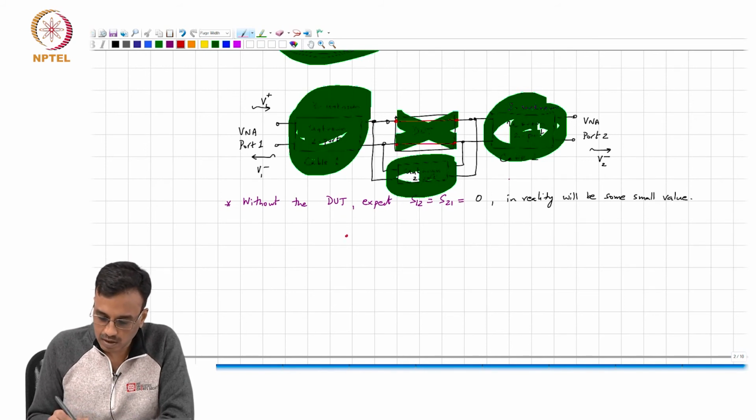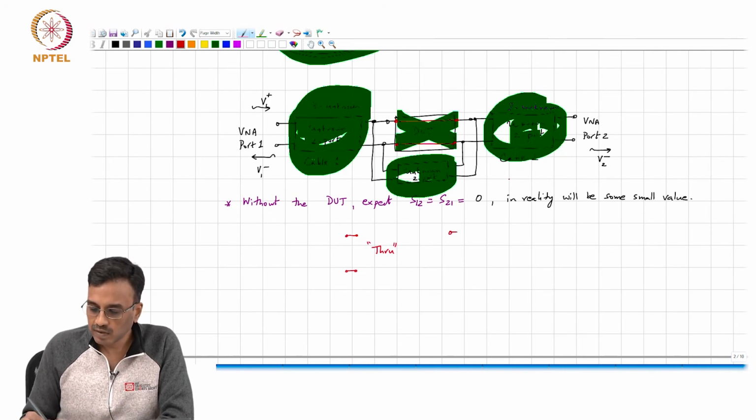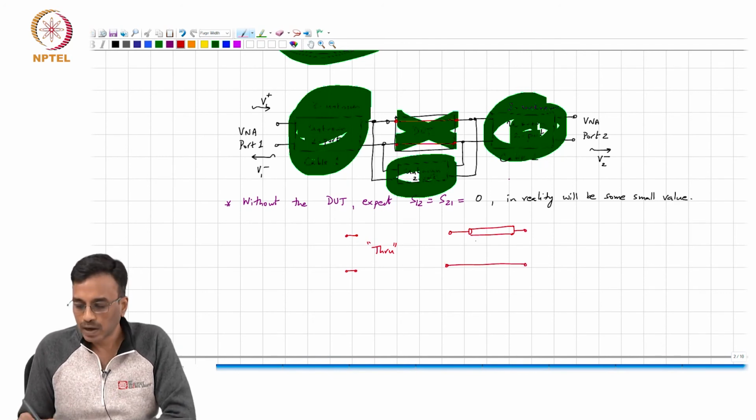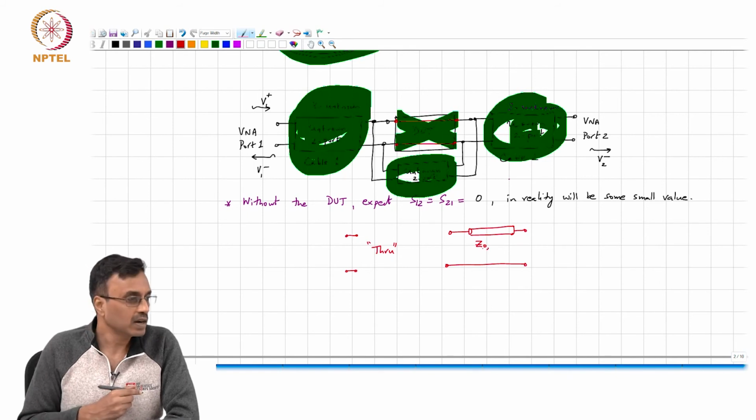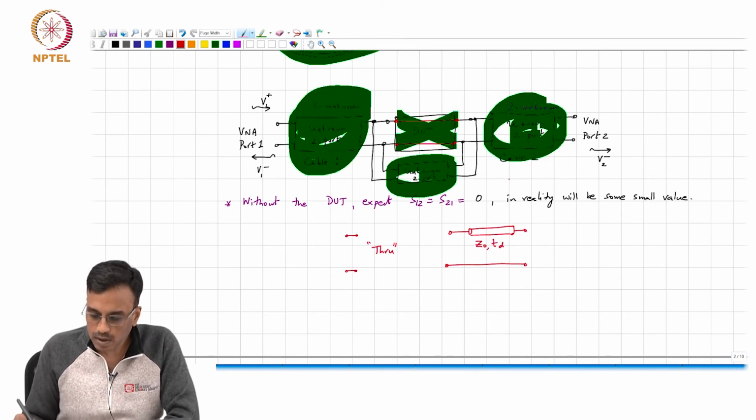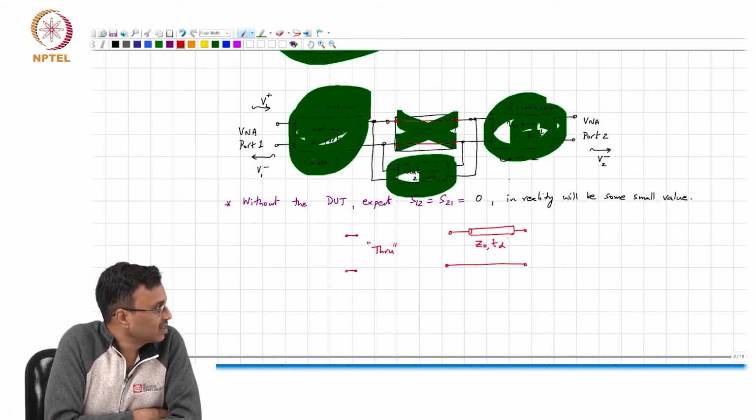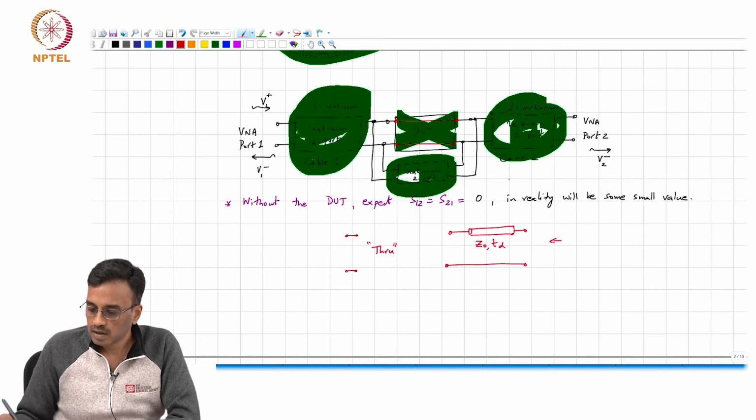So this is called a through. And the other one is a transmission line with a very well controlled characteristic impedance Z naught and a very well known time delay T, right? So these are additional calibration standards needed.